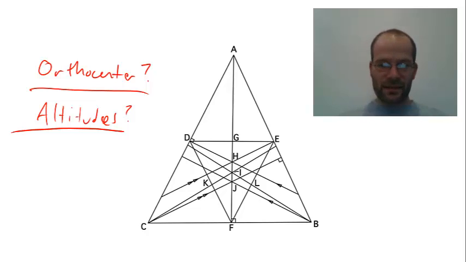Let's see if we have any altitudes. An altitude is a perpendicular segment from a vertex to the opposite side. So we have a perpendicular segment here, perpendicular to AB, which goes through or to point C, so that's an altitude.